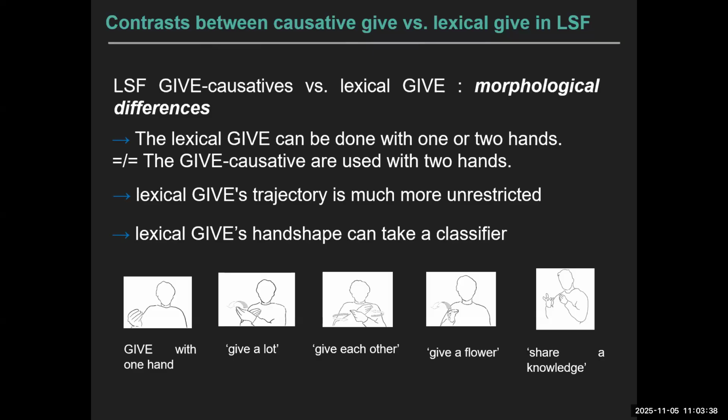So with regards to LSF, having the give causative and the lexical give, we have things that would be produced with two hands. We can say book give with two hands, book give with one hand. The movement is dynamic here. There are morphological differences. We can pass books around, for example, using both hands.